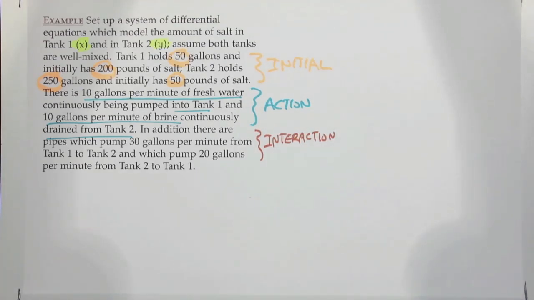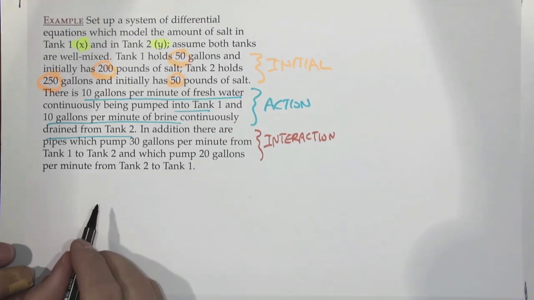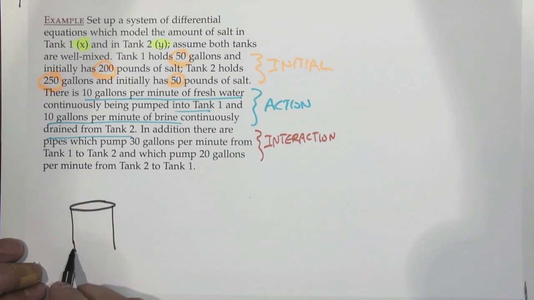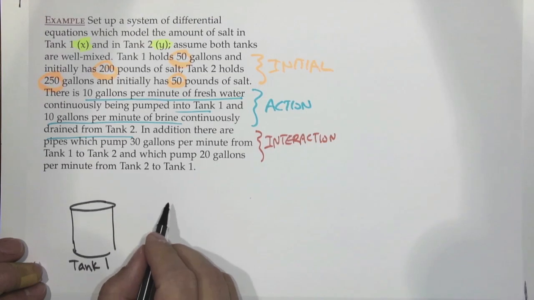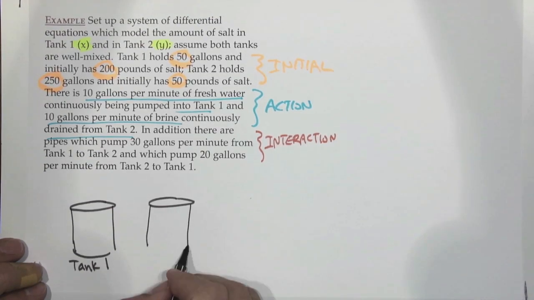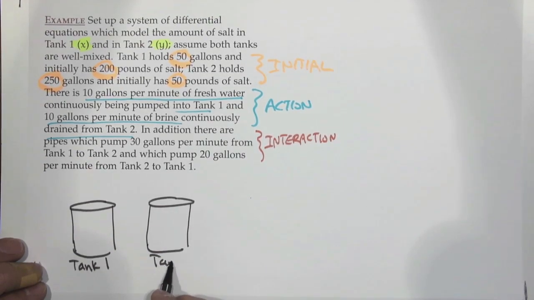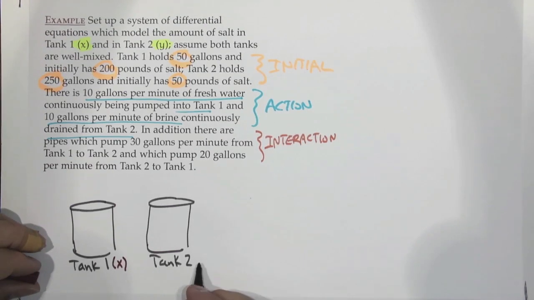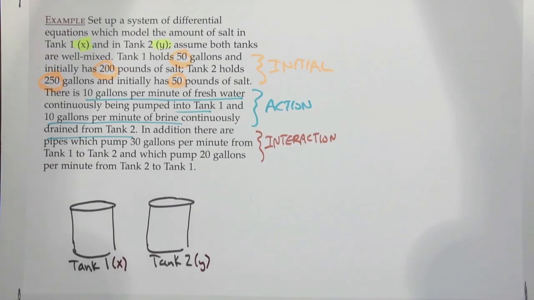What should we do to start this problem? Draw a picture. Very good. You don't have to be a good artist. We'll call this tank 1, and then there's 2 tanks, so we'll draw them side by side. Tank 2. Just to help us keep track, we will label these. Tank 1 is X, tank 2 is Y.